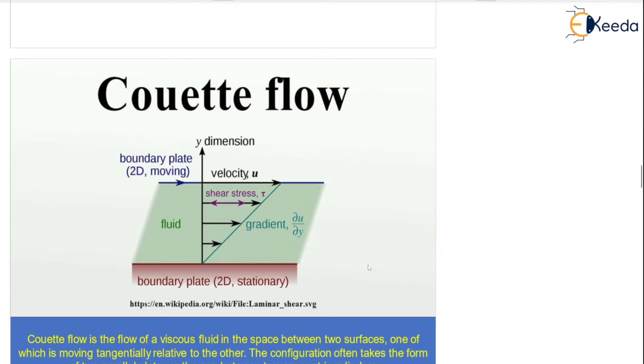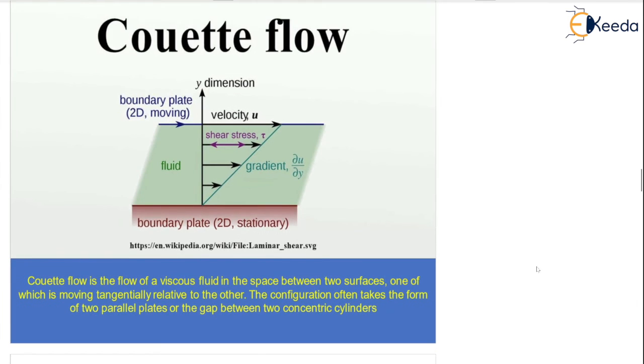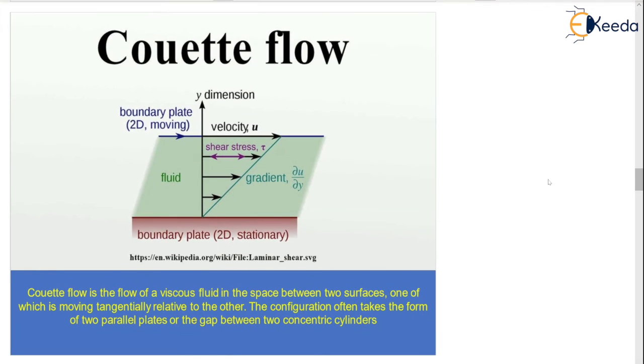Couette flow is also a flow between two plates only, but there is a small difference here. What is the difference we are going to see here in the Couette flow? So Couette flow actually is not that much important, but sometimes questions may come from this flow also. So what is the difference between Couette flow and the earlier case?